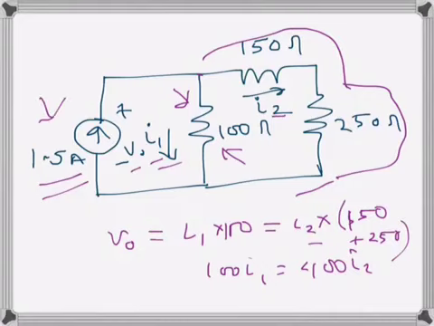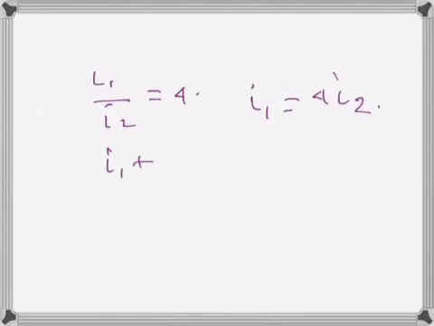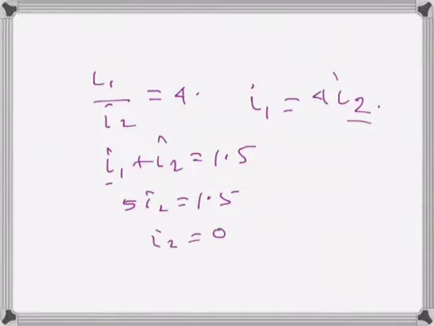Now we know this is a current source here, and the sum of I1 and I2 has to be 1.5 amps, because that is the current which is coming in this way, and it is split here. I1 is going in that direction, I2 is going in that direction. So I1 plus I2 equals 1.5, which gives us 5 I2 equals 1.5, because I1 is equal to 4 I2 plus I2. So I2 equals 0.3 amps, and I1 becomes 4 I2, so 1.2 amps.